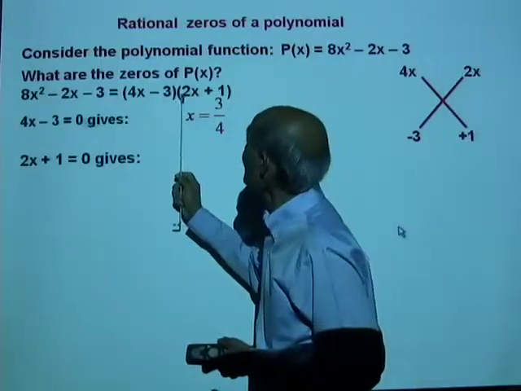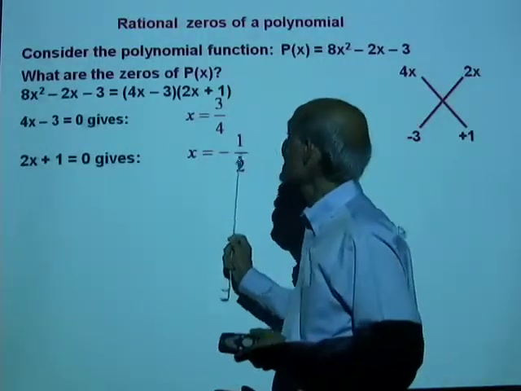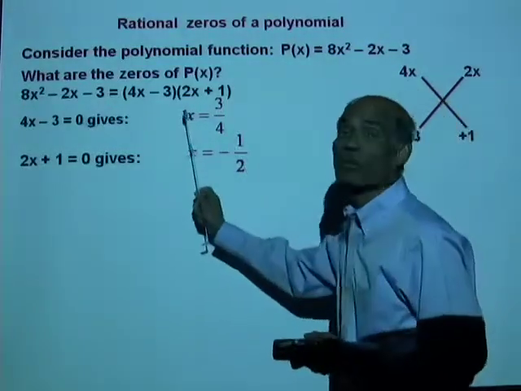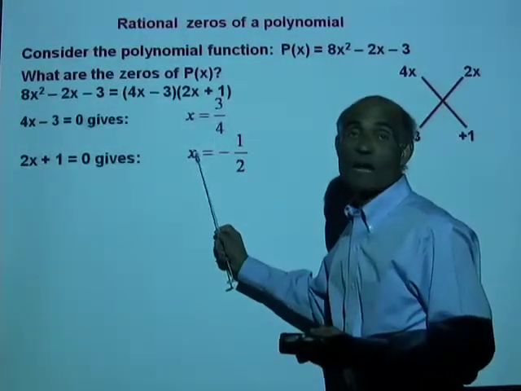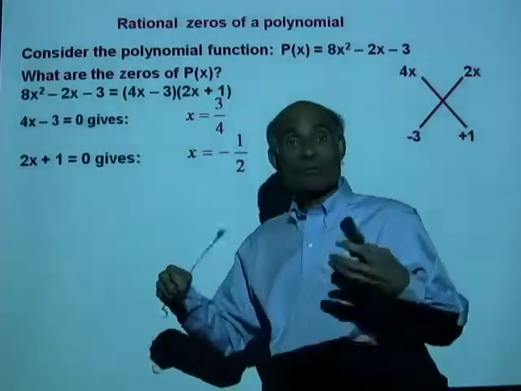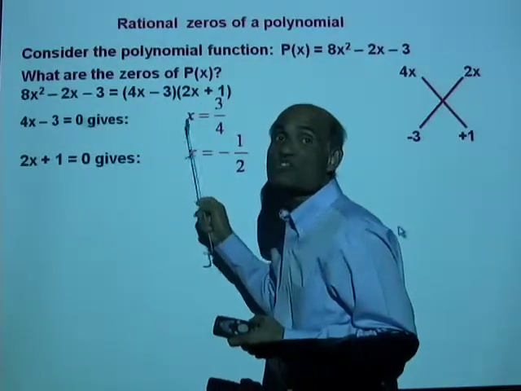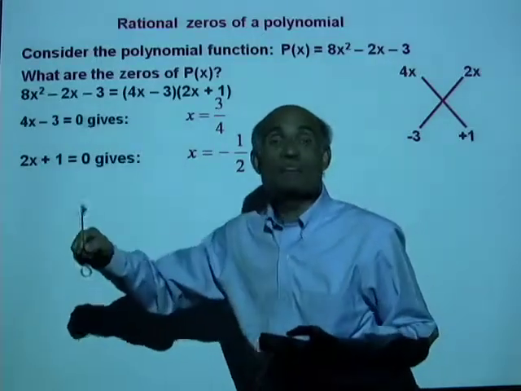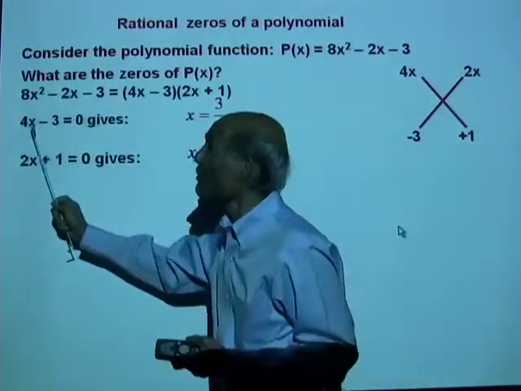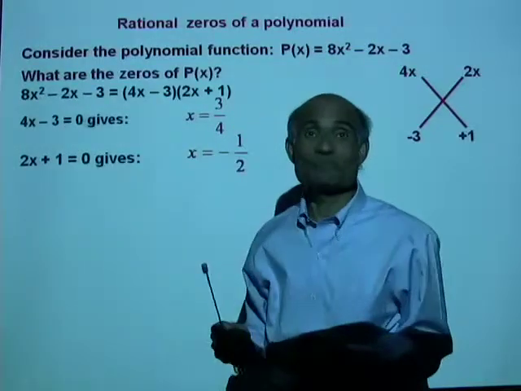And you can also set the next factor. 2x plus 1 equal to 0 gives x equal to negative 1/2. I hope you can do that on your own. So you found two zeros, x equal to 3/4 and x equal to negative 1/2. Now go back and look at our theorem once again. If x equal to 3 over 4 is a zero, then x minus 3 over 4 is a factor. Now x minus 3 over 4 is the same as 4x minus 3. I'm going to leave it for you to think about it.